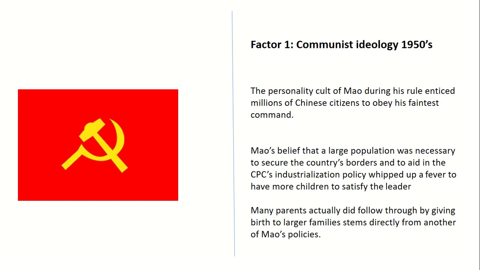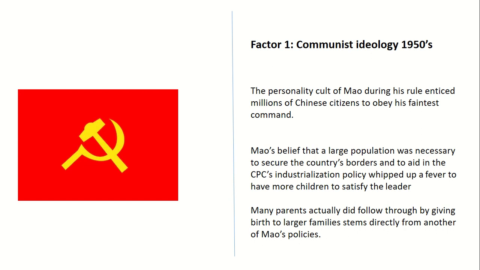And as a direct result of that, many parents did follow through, giving birth to large families that started to prop up across China. Eventually, this backfired, as we're going to look at in a later lesson, because eventually the population got far too large for them to sustain, and they had to try and rein it in a little bit. If you've heard of the one-child policy, that's where that comes in as well.